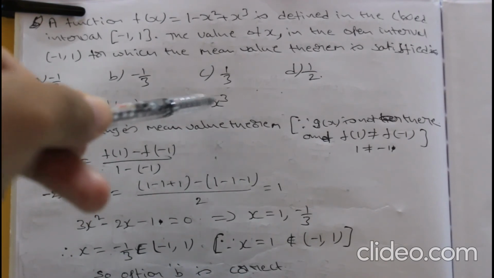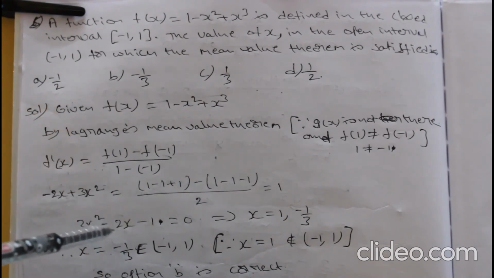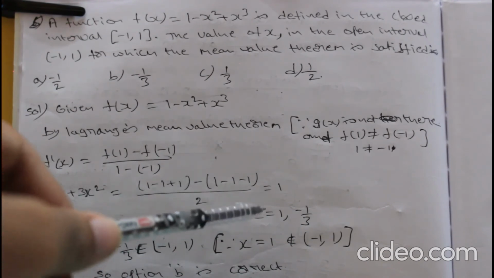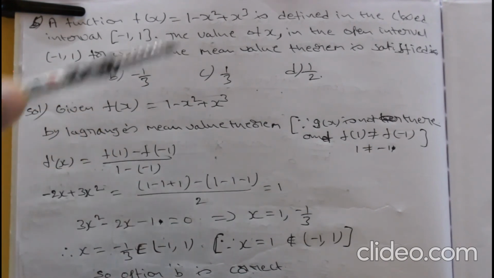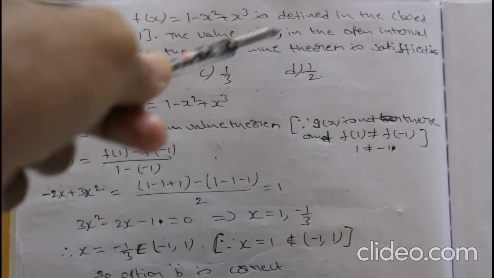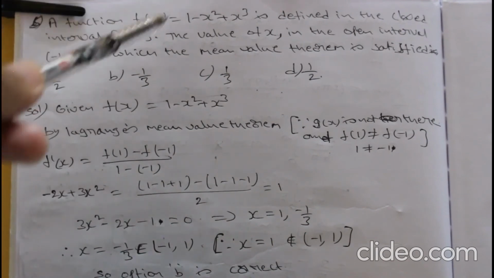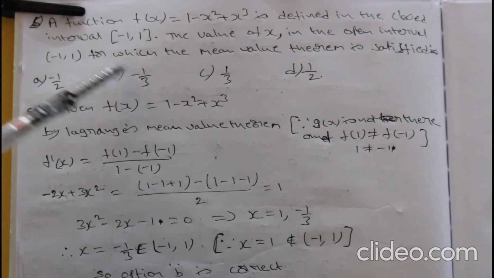So 2x plus 3x square is equal to 1. So 3x square plus 2x minus 1 is equal to 0. After solving this equation, you will get x is equal to 1 and x is equal to minus 1 by 3. But here it is given that x is in the open interval minus 1 to 1, so the value must be between minus 1 and 1. So 1 is not correct. Minus 1 by 3 is in between minus 1 and 1. So the x value will be x is equal to minus 1 by 3. So option D is correct.